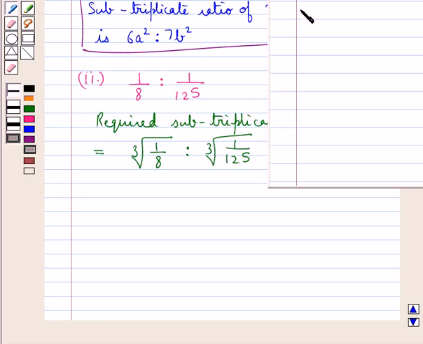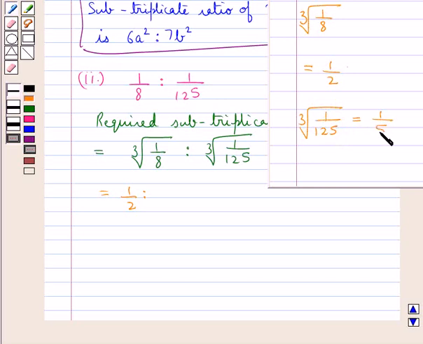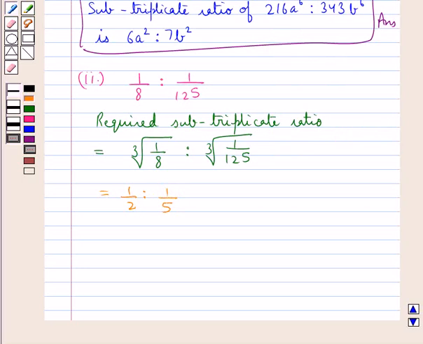Let's see what would be the cube root of 1 upon 8. This is given by 1 upon 2. So this is equal to 1 upon 2 is to. Now cube root of 1 upon 125 is given by 1 upon 5. So 1 upon 2 is to 1 upon 5 is the required subtriplicate ratio. This can be written as 5:2 by cross multiplying.